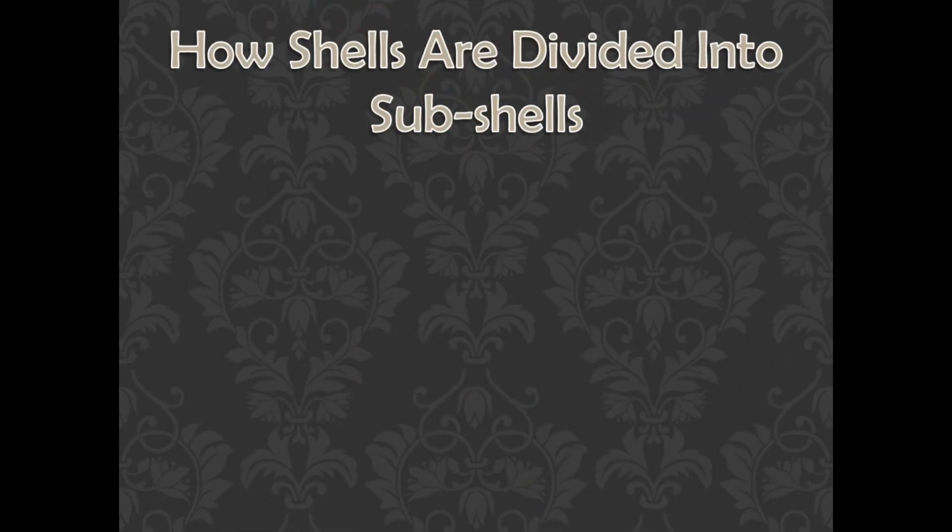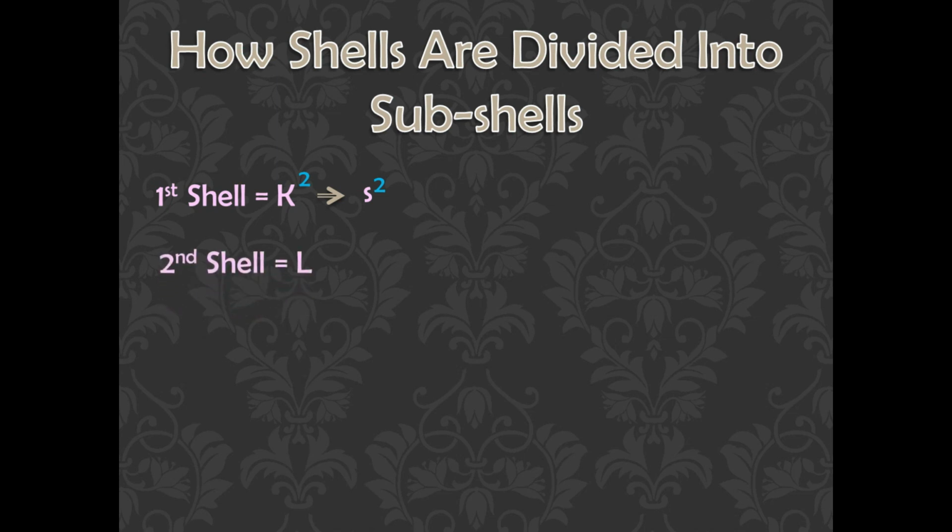Now I'll tell you how many subshells every shell is divided into. The first shell is the K shell, which can hold 2 electrons only, and it is divided into one subshell only, which is the S subshell, which can also hold 2 electrons. This means both the electrons of the K shell will be present in its one and only subshell, that is the S subshell.